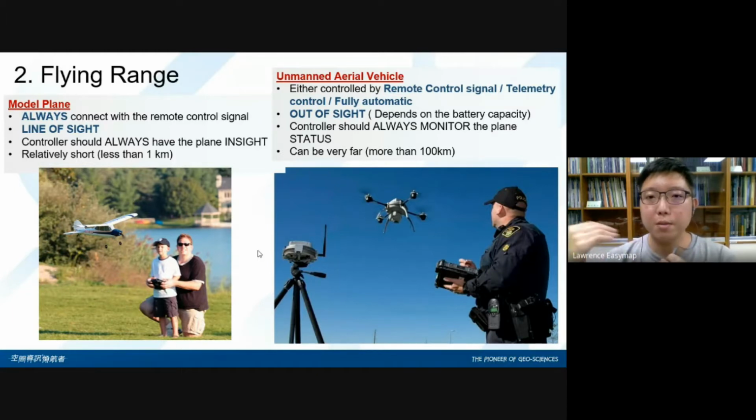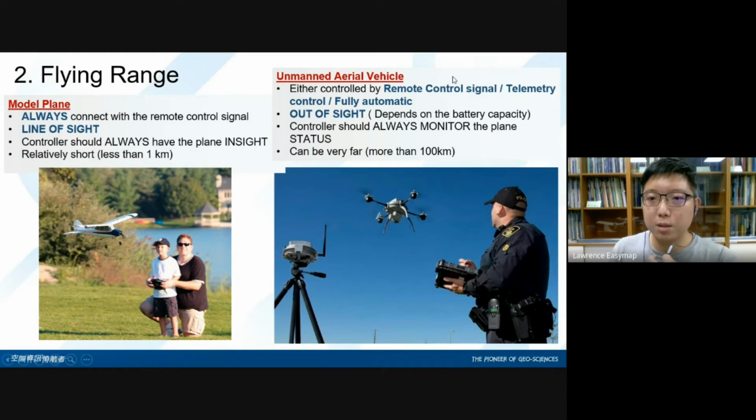So the unmanned aerial vehicle, the UAV, can be controlled either by the remote control signal, the telemetry control, or fully automatic. Fully automatic means that the airplane can fly all by itself. What you need to do is input your command into the UAV, and then it will execute your command automatically. Therefore, it can fly out of sight. Out of sight means the airplane just takes off, flies away, and you can't see it. You can just find it on the map.